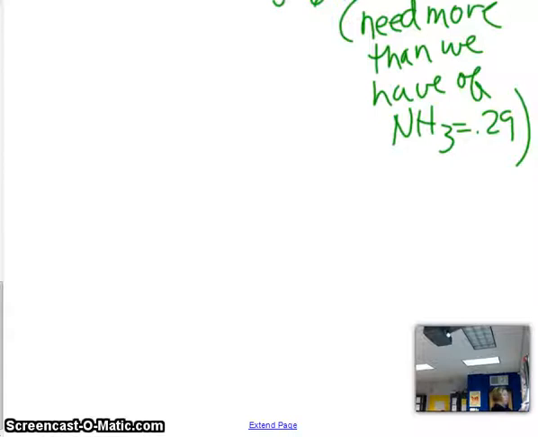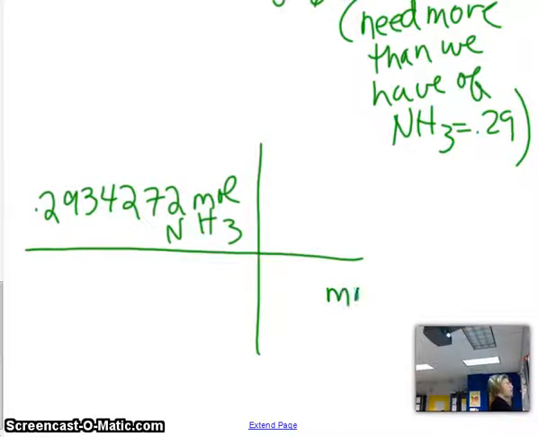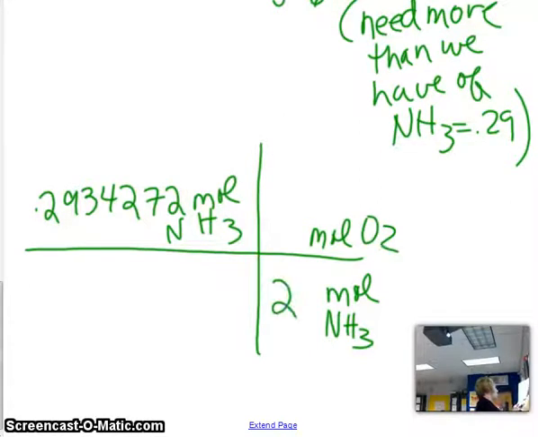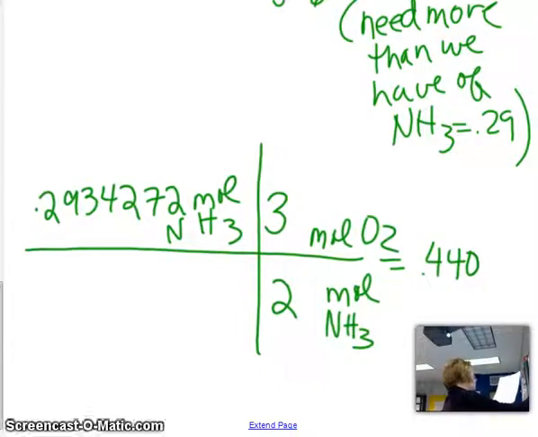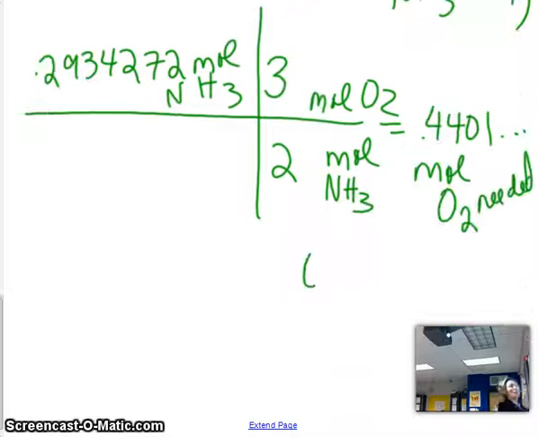I have 0.293472 moles of NH3. And according to the equation, for every 2 moles of NH3, I need 3 moles of O2. So I need 0.4401 yada yada moles of O2 to react with all my NH3. Do I have enough? No, I only had 0.3 moles of O2. So I don't have enough O2.